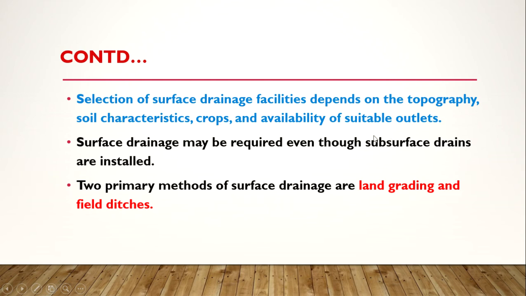So we have seen the picture earlier. In that case, there was a natural outlet nearby the field. If there is no natural outlet, then what do we have to do? We have to construct an outlet. We have to construct a pond or a stream or something like that. So availability of a suitable outlet is also a factor which the drainage system depends upon. And there are two primary methods of surface drainage. One is land grading and the other one is field ditches.